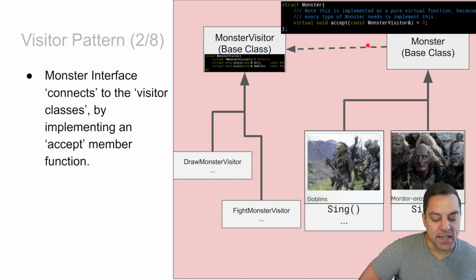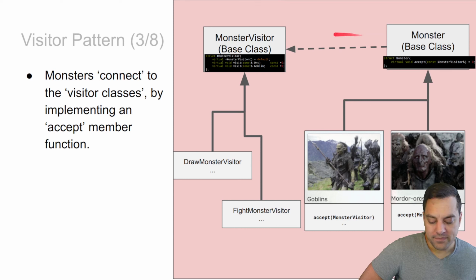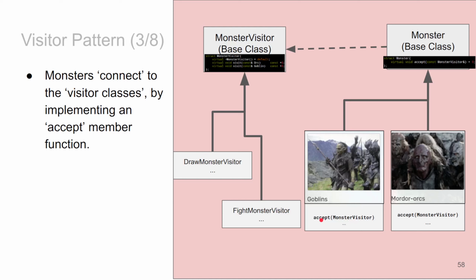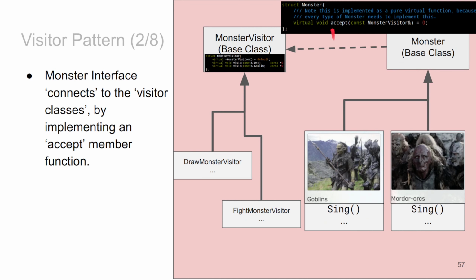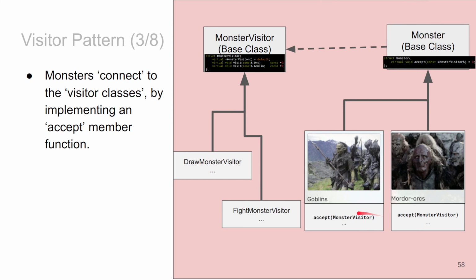So anyways, we've got this accept here, and again, I'll move out of the way just so you can see that change. We've got accept, and then instead of having specific behaviors like singing for each of the monsters, they can have accept and just accept the monster visitor so that they can be drawn and fight. They both have these capabilities now. Okay, so that is the idea.